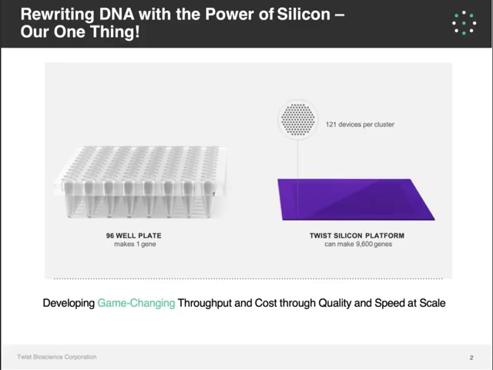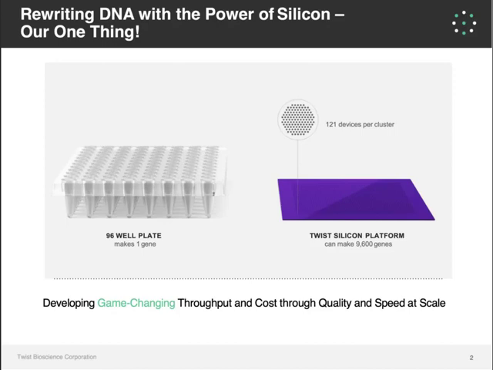I always say the best companies out there truly understand the one thing that they're really good at. For Twist, that's our ability to print DNA. Shown here on this slide is a silicon chip. It's about the same size as a 96-well plate, and on this chip, we can print individual oligos. You can print up to 1 million different oligos on this single chip, and those oligos can be up to 300 base pairs in length.